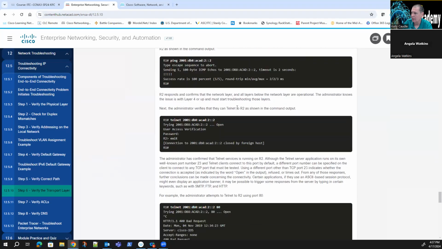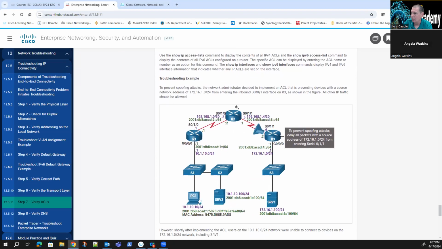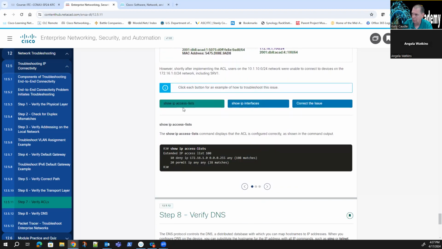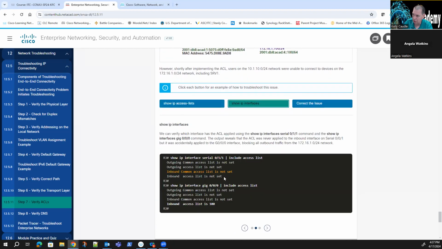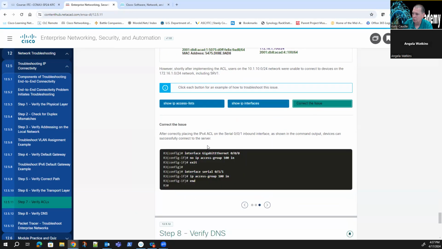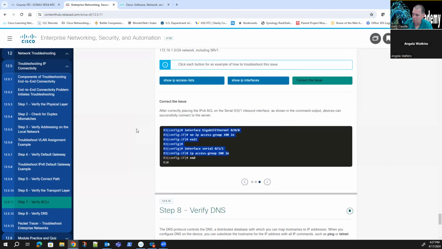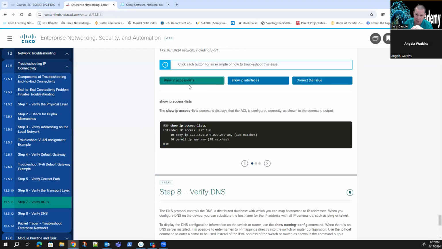Let's see, anything in here I kind of think about now. Again, your ACLs: show IP access list and show IP interface will show you if there is an access list set, and then you can correct the issue. Maybe you got it going in the wrong port, or you forgot to assign it to a port. That happens many times with access lists. You create it and forget to assign it.